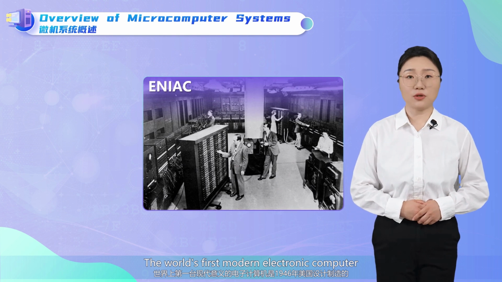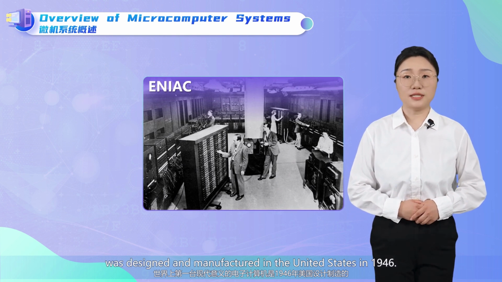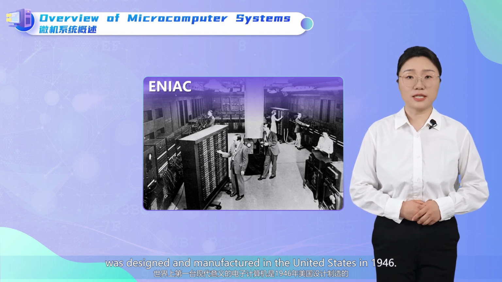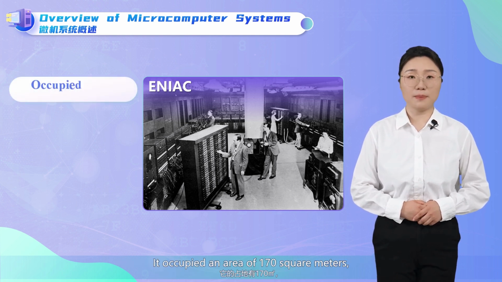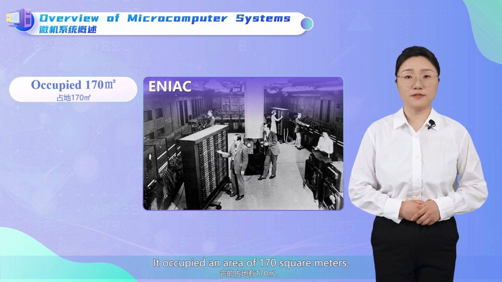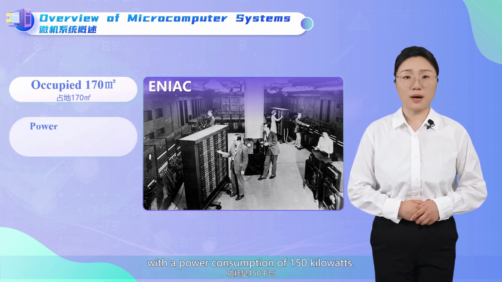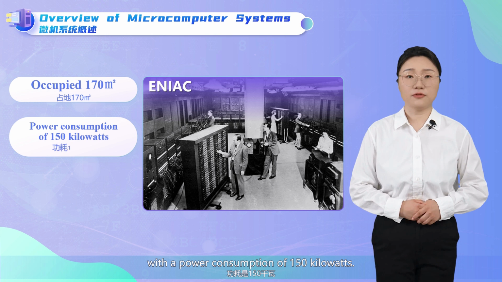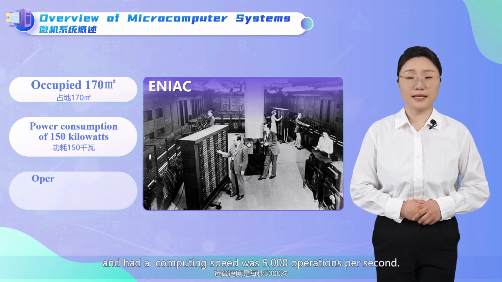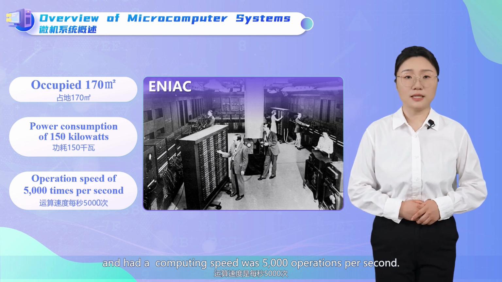The world's first modern electronic computer was designed and manufactured in the United States in 1946. It occupied an area of 170 square meters with a power consumption of 150 kilowatts and had a computing speed of 5,000 operations per second.